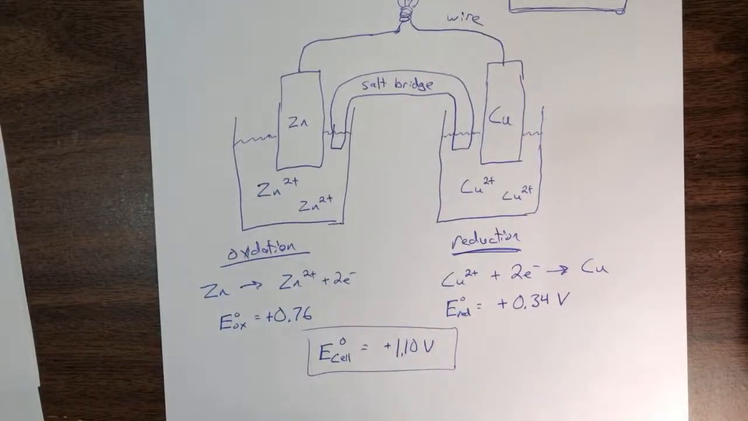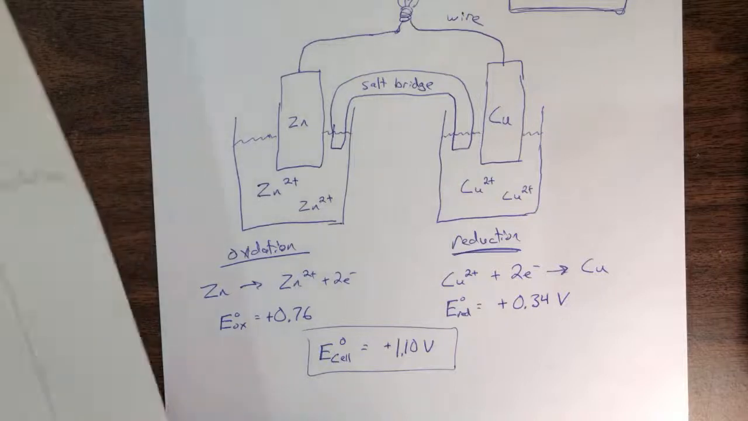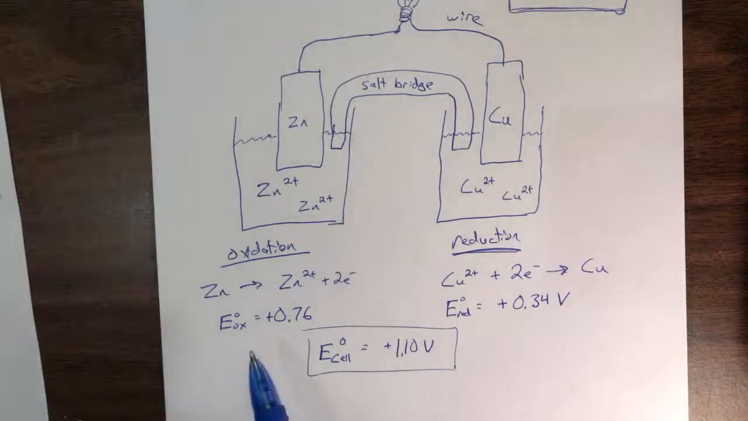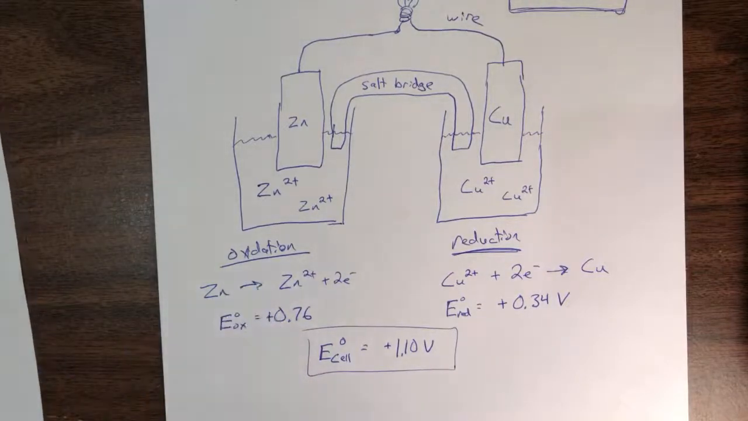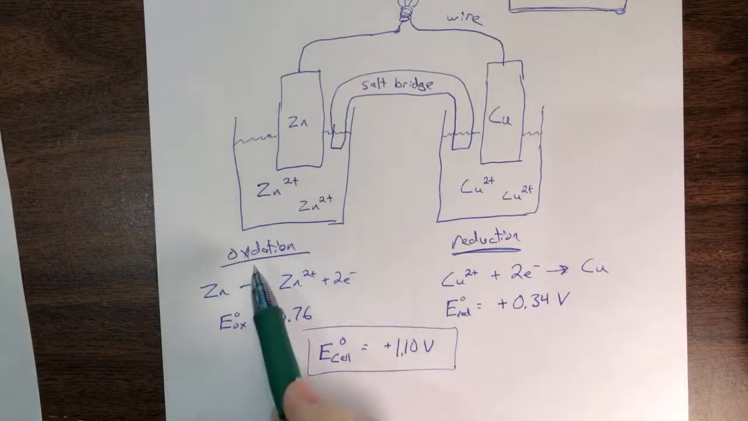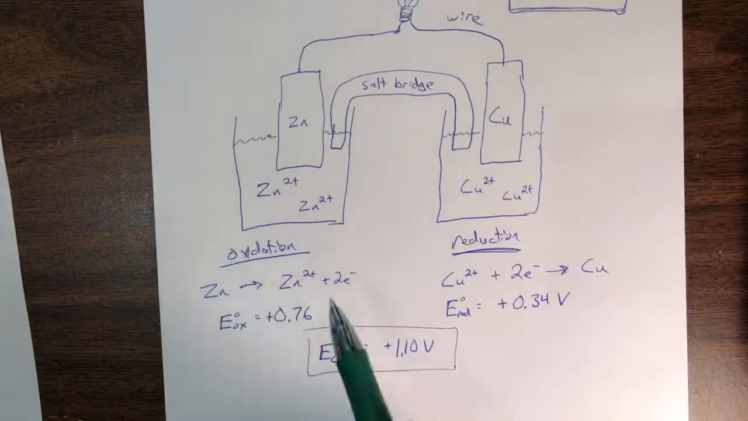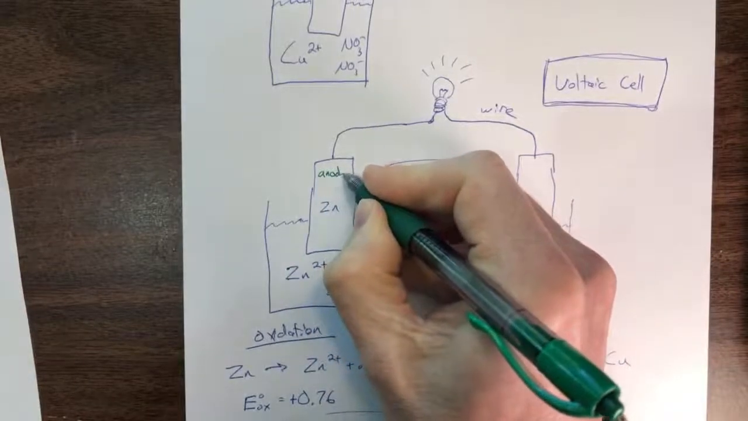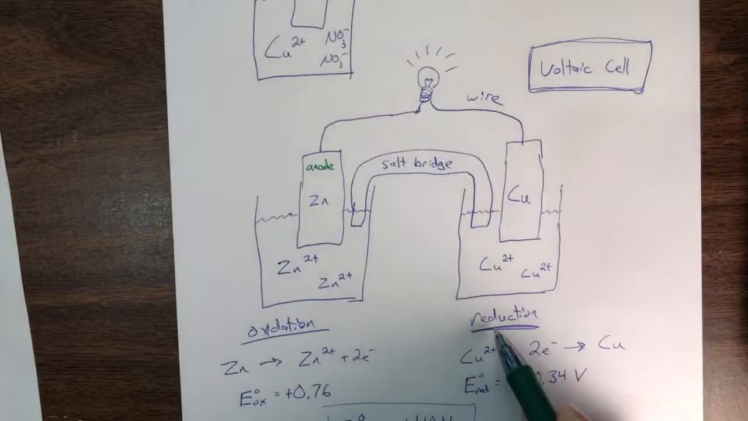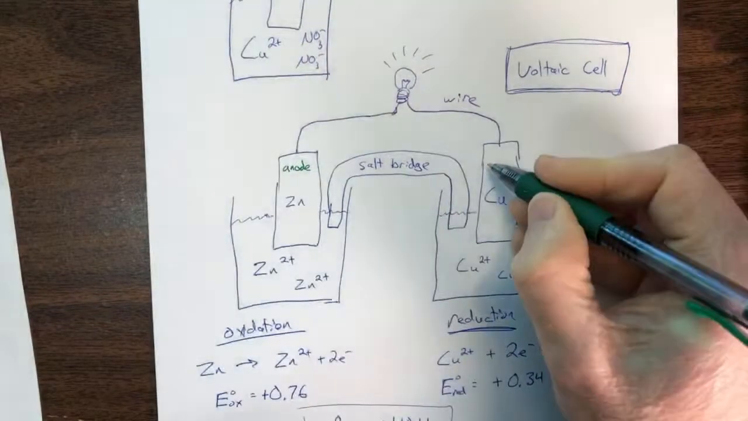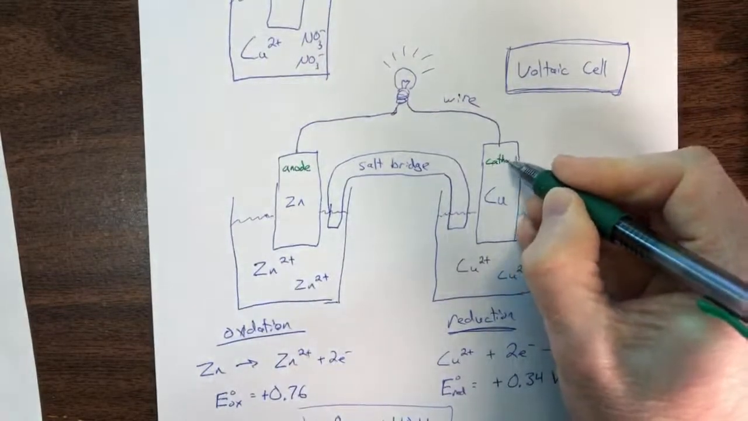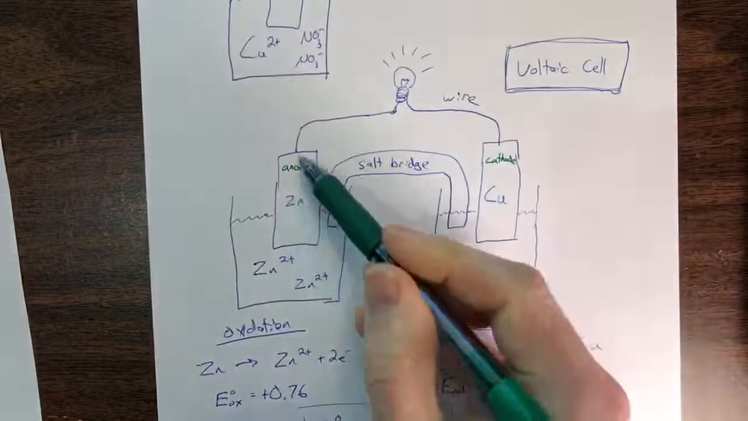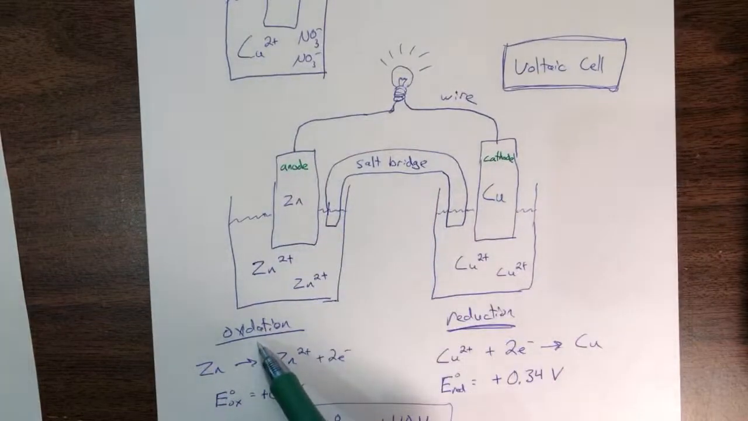Now we're not done quite yet. Let me do a couple things real quick, and that is mention what is going on here. We have a couple terms. Wherever the oxidation occurs, we call that the anode. So this zinc is our anode. Wherever the reduction occurs, we call that the cathode. So the electrode where the reduction occurs is the cathode. The electrode where the oxidation occurs is the anode.